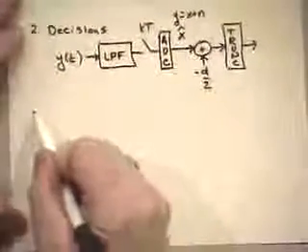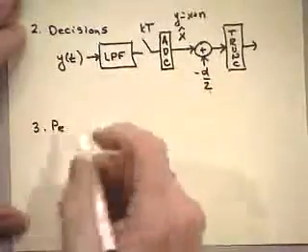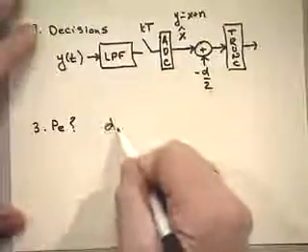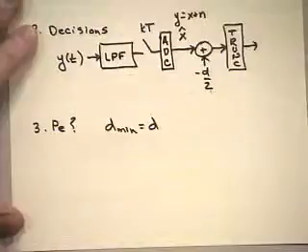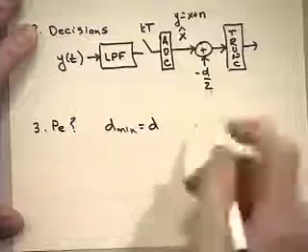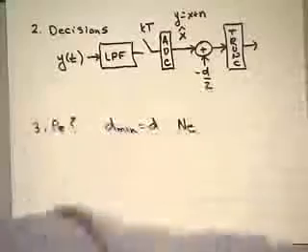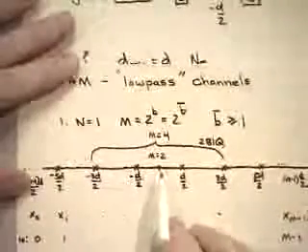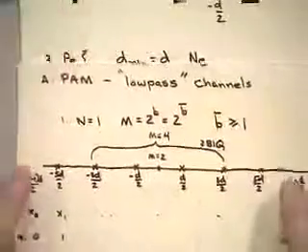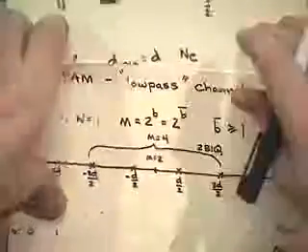Now, the exact expression for probability of error, we're almost there already. We know that the minimum distance is the same between all the adjacent points. It's d. We constructed the PAM constellation that way. The number of nearest neighbors is pretty easy, because if I look at my constellation, every one of these points has two nearest neighbors except for the ones on the end, and they only have one nearest neighbor. Right? So that's not too hard.